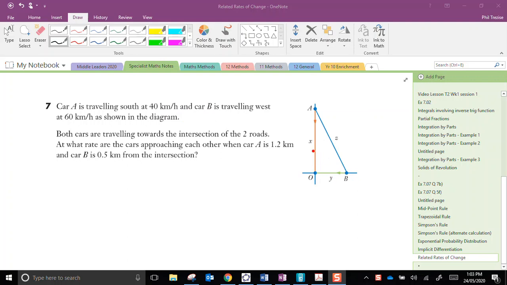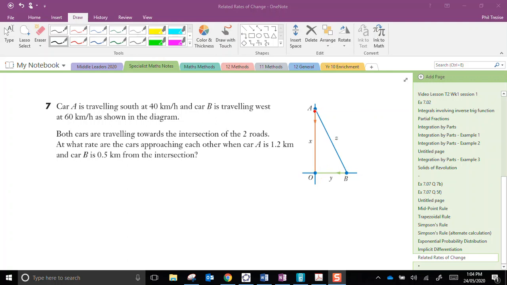Now, for some strange reason, they've decided to label the vertical distance as x and the horizontal as y. That's no bother. We can deal with that. They're both travelling towards the intersection. At what rate are the cars approaching each other, when A is 1.2 kilometres and B is 0.5 kilometres from the intersection?